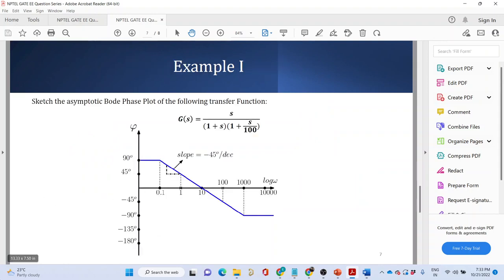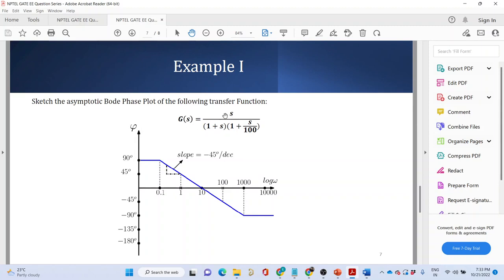Now let us look at an example of how to go ahead with this sum, when this kind of sum appears in the GATE exam. This is a transfer function which has been given to you. There is 1 zero at the numerator, at the origin, and there are two poles. One is at s equal to minus 1, another is at s equal to minus 100. Now you are asked to find the Bode phase plot.